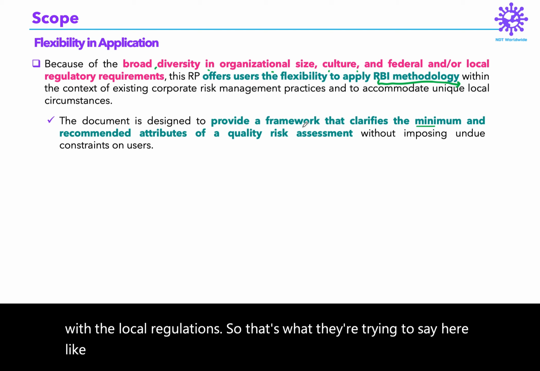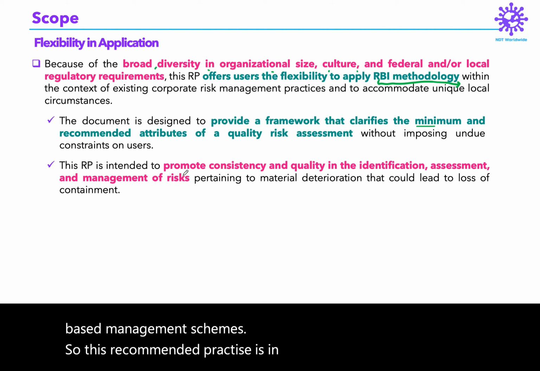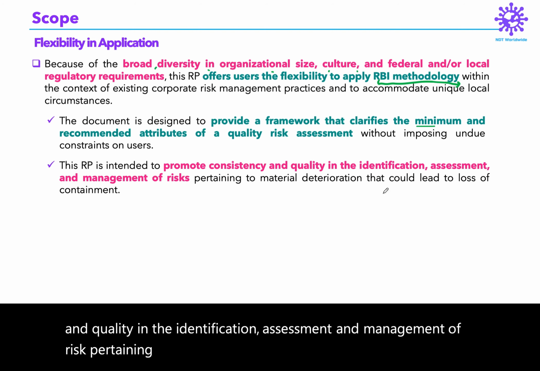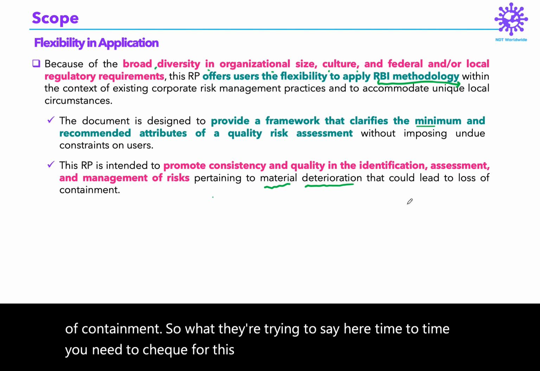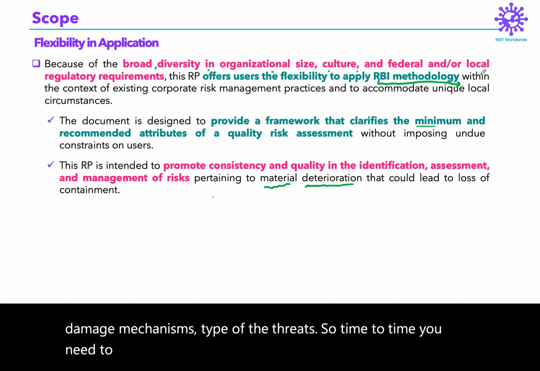You can get a framework for how to implement all these risk-based management schemes. So this recommended practice is intended to promote consistency and quality in the identification, assessment, and management of risk pertaining to material deterioration that could lead to the loss of containment. So what they're trying to say here is that time to time, you need to check for this material deterioration, meaning the type of damage mechanisms, the type of threats. Time to time, you need to monitor so that you can avoid this loss of containment.